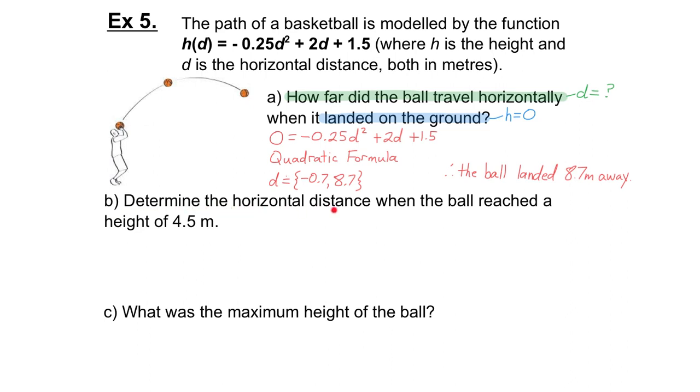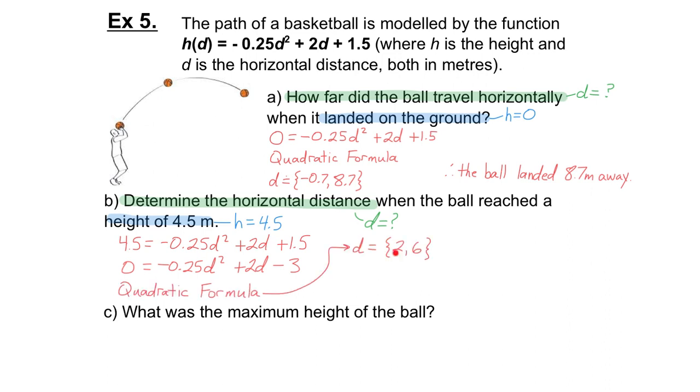Part B, determine the horizontal distance when the ball reached a height of 4.5 meters. Well, this starts off the same as the previous question. We know the height. We want to find the distance. So we plug our value for height into the equation. Height is 4.5 meters. But now we have to solve for distance. This is where it gets different. In part A, it was already equal to 0. Here, it's equal to 4.5. I have to make it equal to 0 first. And once I do that, then I can use the quadratic formula like I did before and get my two possible answers. So I get 2 and 6 as the possible answers for the distance.